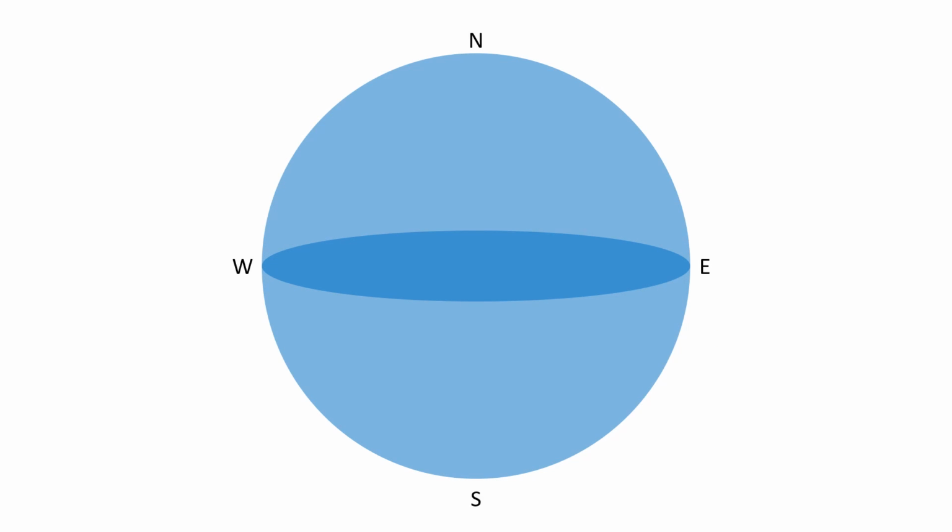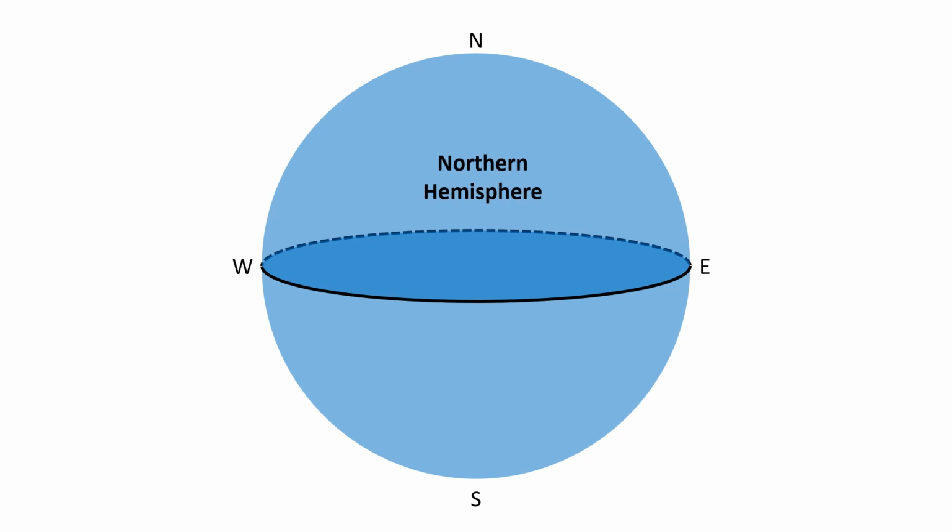Our Earth is approximately like a sphere. It is one of the great circles around the Earth's surface that runs east-west. It is called the equator. The plane of the equator divides the Earth into two hemispheres, the northern hemisphere and the southern hemisphere.